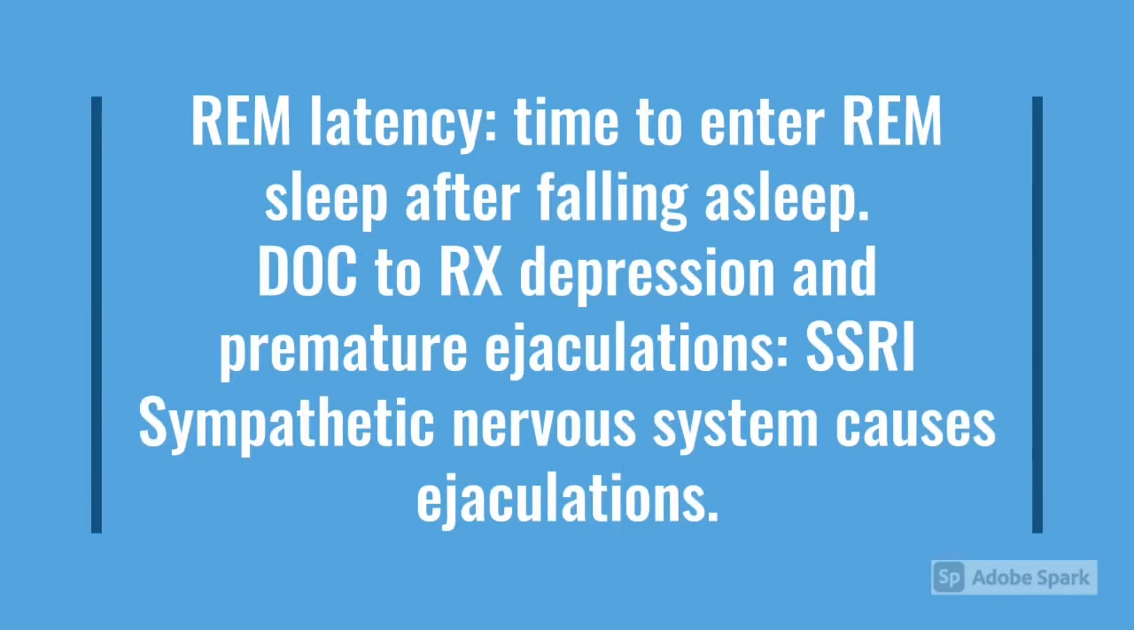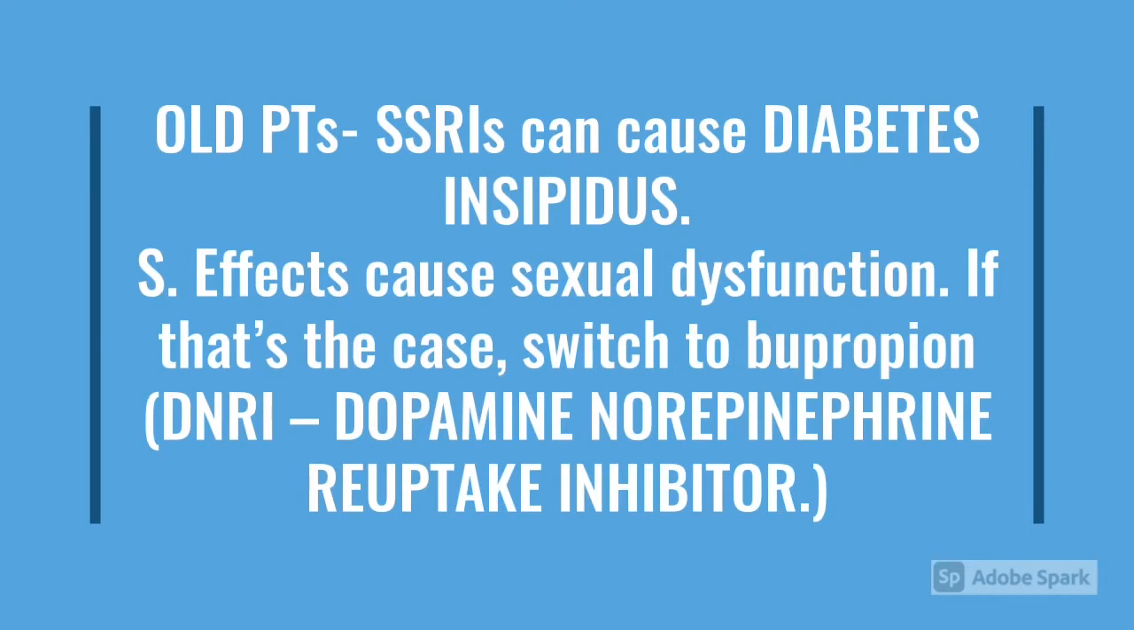REM latency is the time to enter REM sleep after falling asleep. The drug of choice to treat depression and premature ejaculation is an SSRI. The sympathetic nervous system causes ejaculation, while the parasympathetic nervous system causes erections. In all patients, SSRIs can cause diabetes insipidus. Adverse effects include sexual dysfunction. If that's the case, switch to bupropion, a DNRI, dopamine norepinephrine reuptake inhibitor.